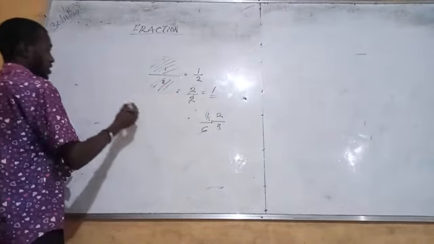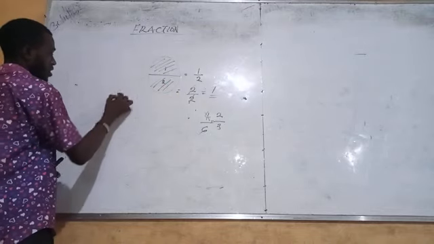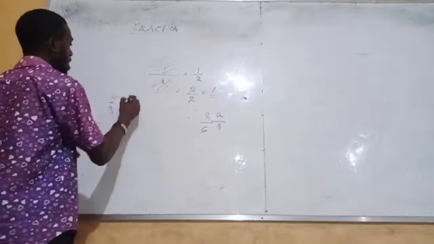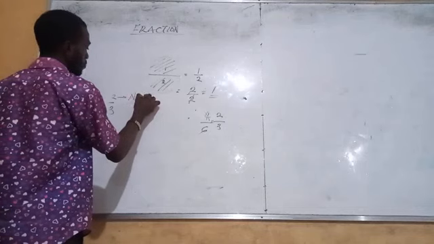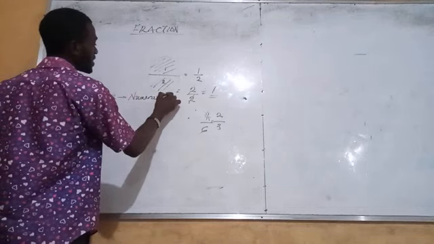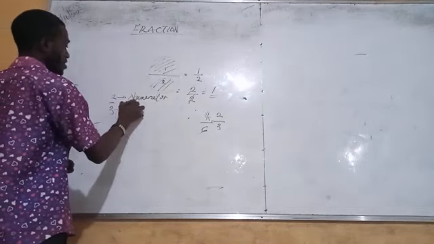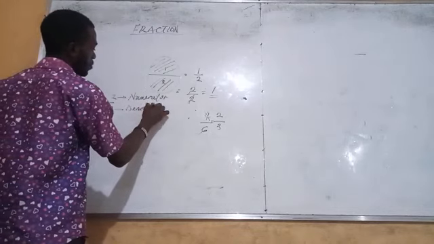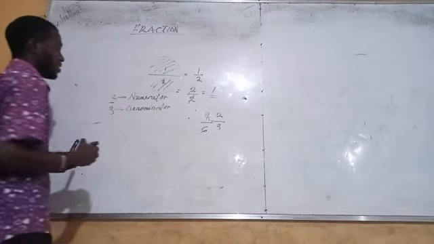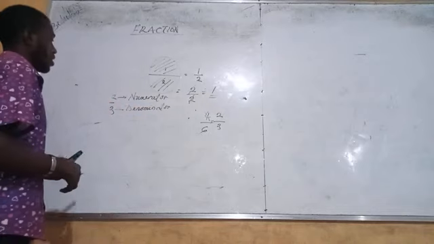Now, if I have 2 over 3, 2 is described as the numerator, the number on top, and 3 is described as the denominator, the number beneath.